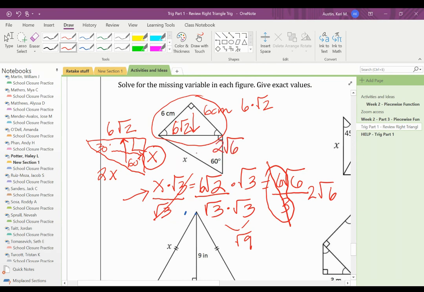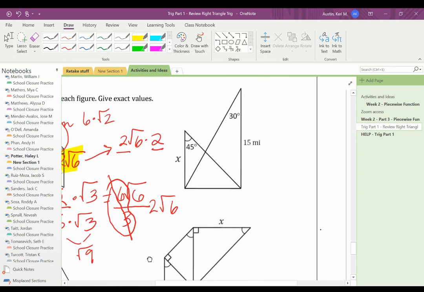And now the hypotenuse is double whatever this is. So 2 root 6 times 2, number times number, which is 4 root 6. Okay? A lot of stuff on one problem, I know. So we've got, let me highlight these, 6 root 2, 2 root 6, and 4 root 6. All right, let's move to number 2.